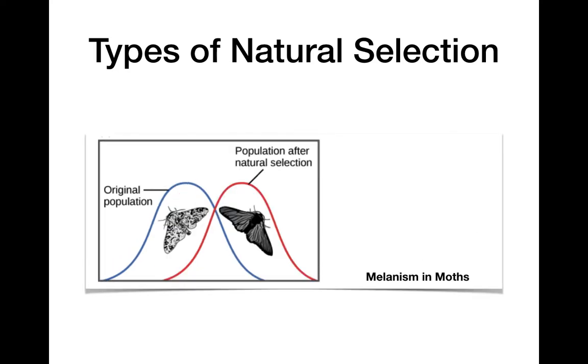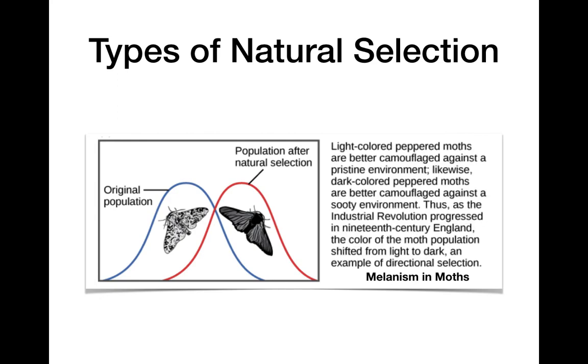Okay, look at this one. Here we have moths, and they have 2 different colors. We have original population here, which is lighter colored moth, and then after natural selection, now we end up having more darker colored moths. So what type of selection is this going to be? This is what we call directional selection.